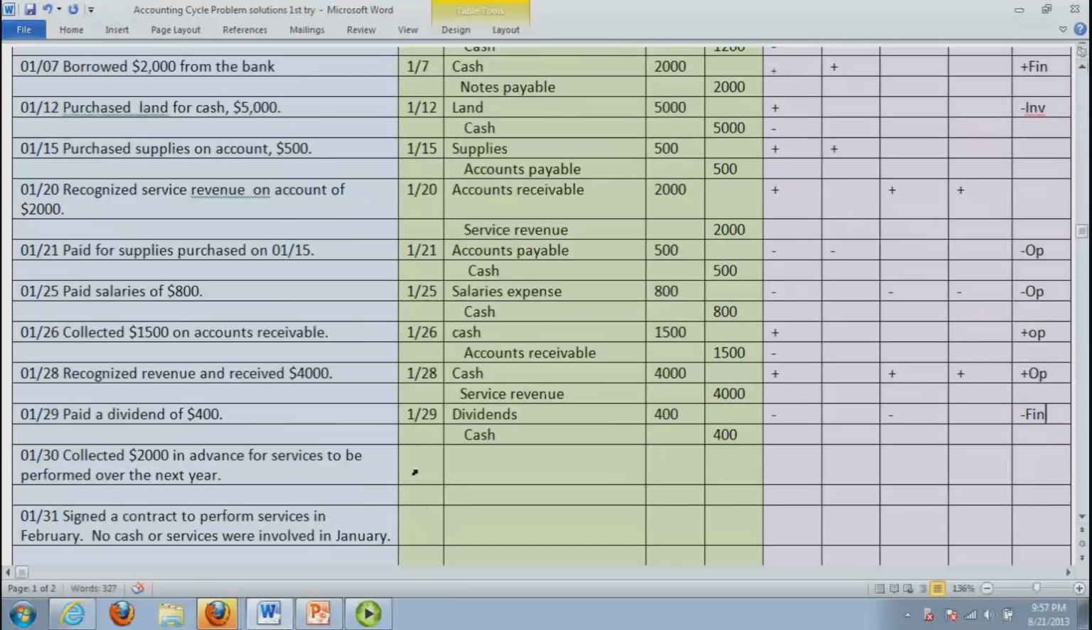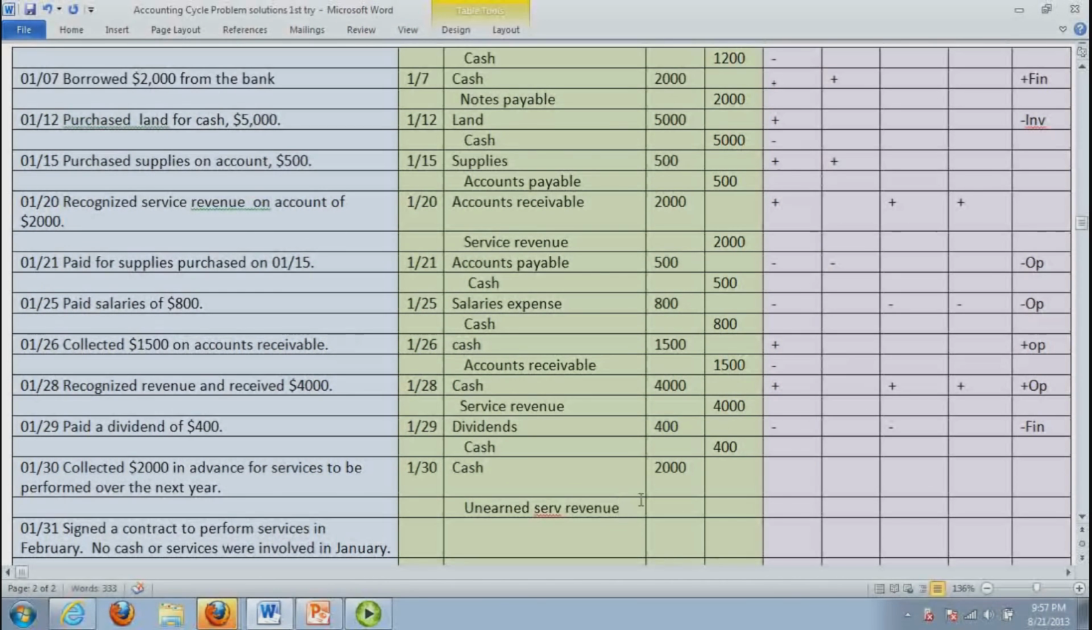Okay, next we collected cash in advance for services to be performed in the future. So here we do have cash in hand, so we've got to make a journal entry, but we're not yet entitled to say that we've earned the revenue. We have not done the work. So what we have is cash collected, so cash is going to go up, but we're going to have to promise to do the work. So we have a new account. Take the word unearned and stick it in front of your revenue account. So unearned service revenue, which is a special type of liability.